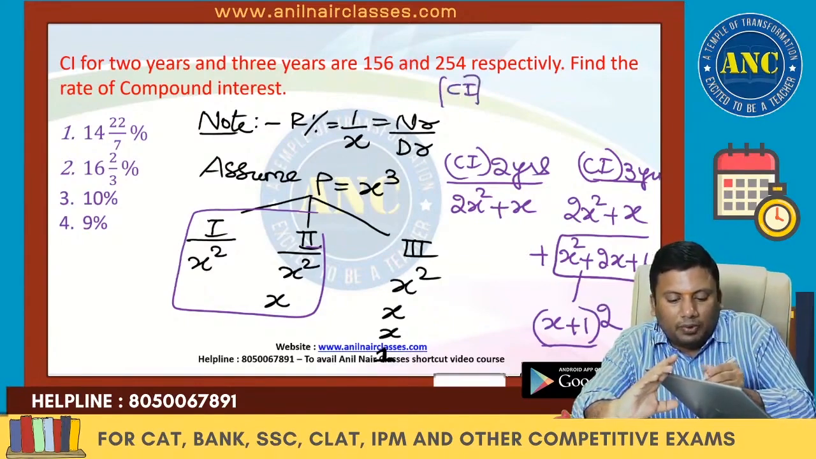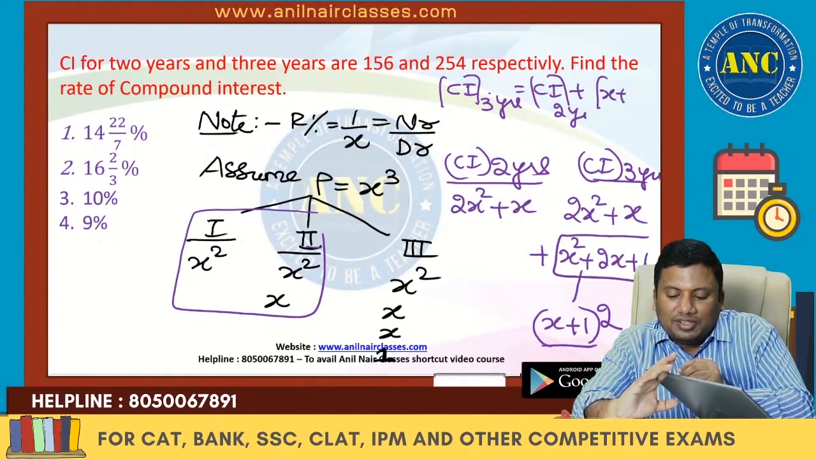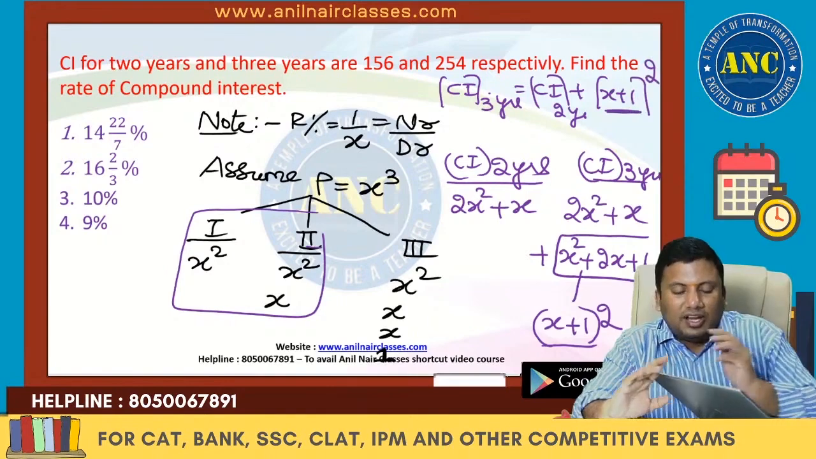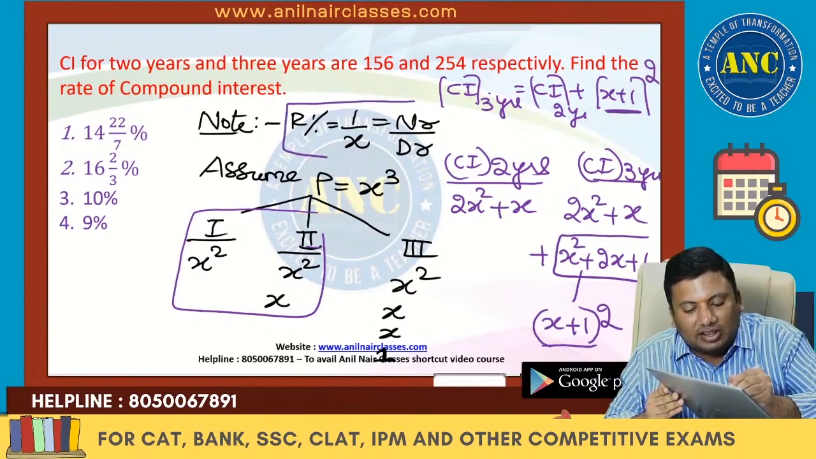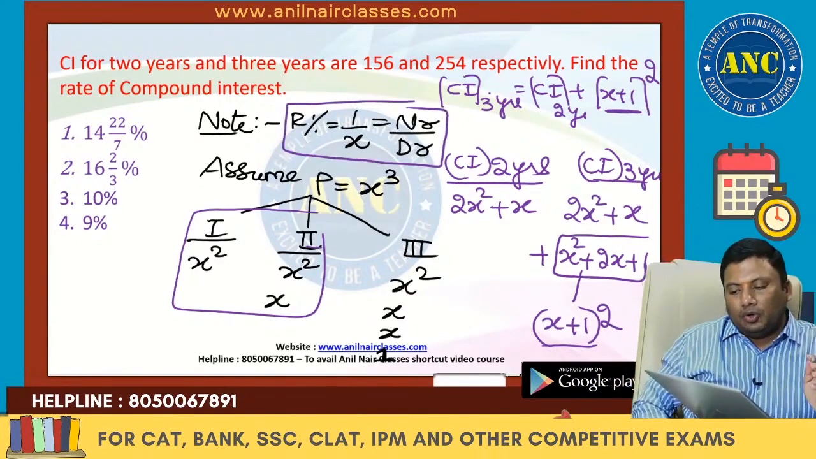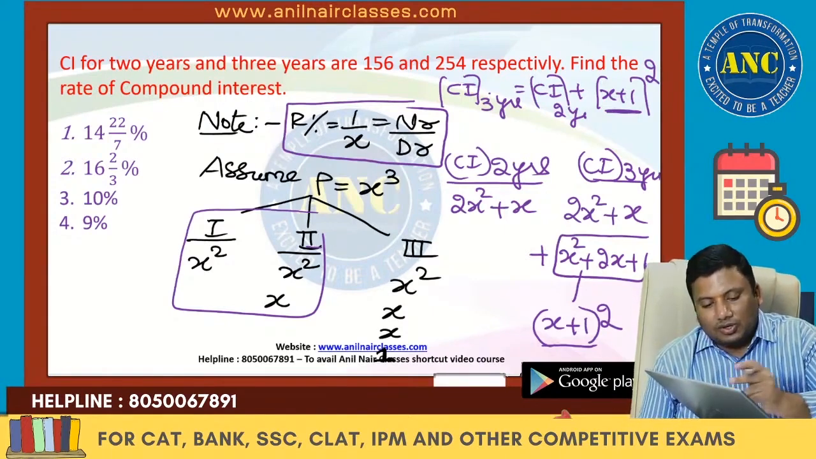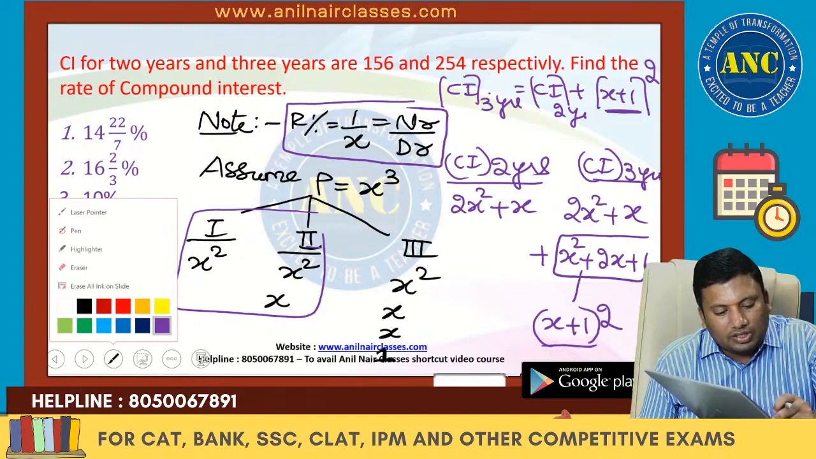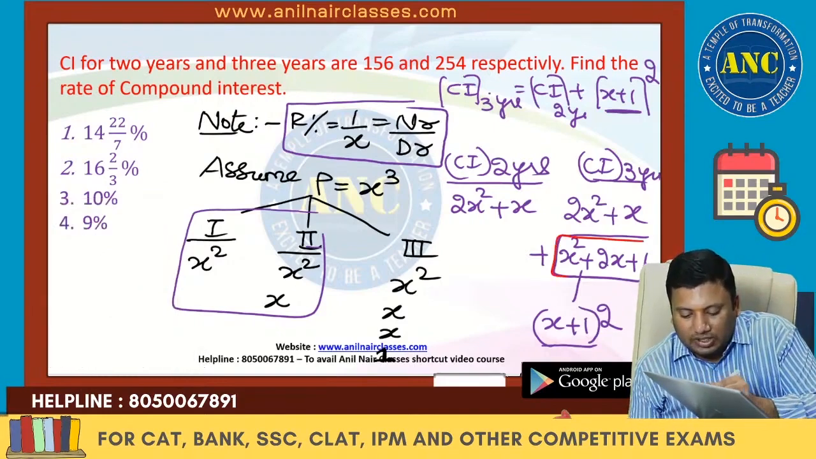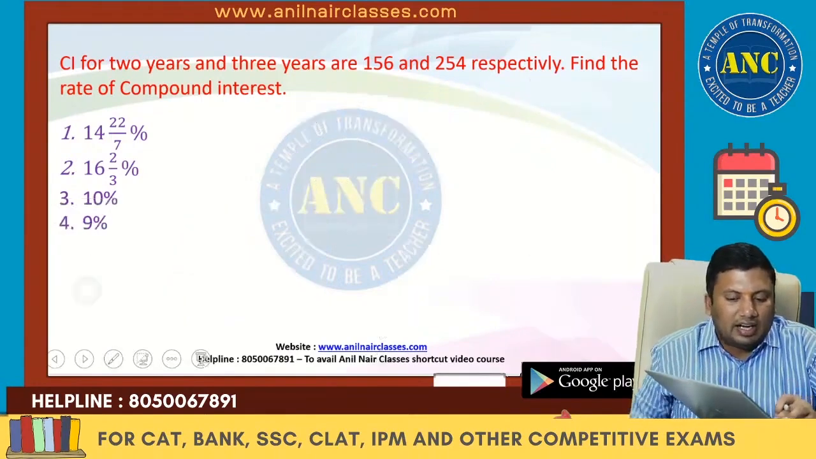Very important point. CI for 3 years is nothing but CI for 2 years plus x plus 1 whole square. Once you get the square value, R percentage is nothing but 1 by x. CI for 2 is 2x square plus x. CI for 3 is 2x square plus x square plus 2x plus 1, which is nothing but x plus 1 whole square. With this idea, let us solve this question.